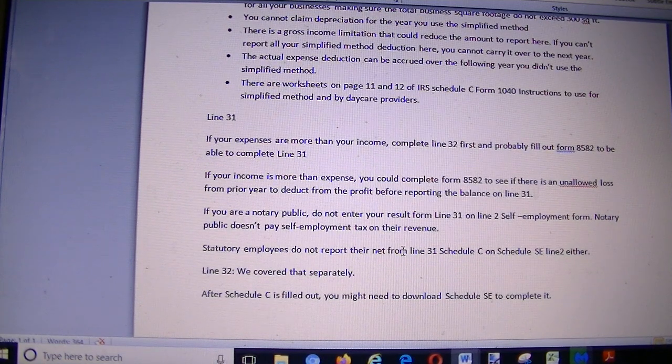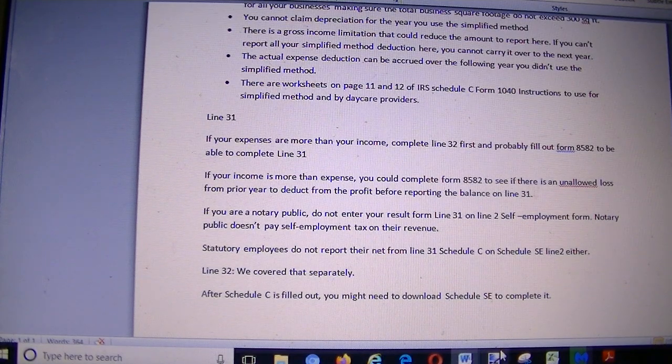Any balance from line 31 should not go on Schedule SE, line 2 either, because their employers should have taken Social Security and Medicare out of their income on the W-2. And we looked at the W-2 before for statutory employees. Box 13, a box under 13 will be checked for statutory employees.